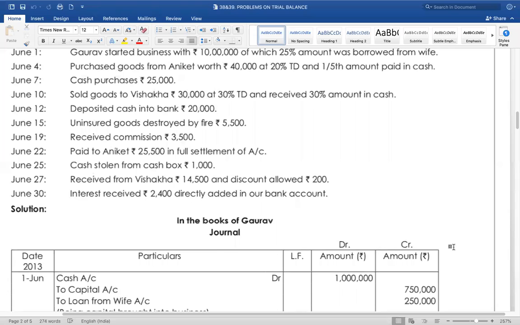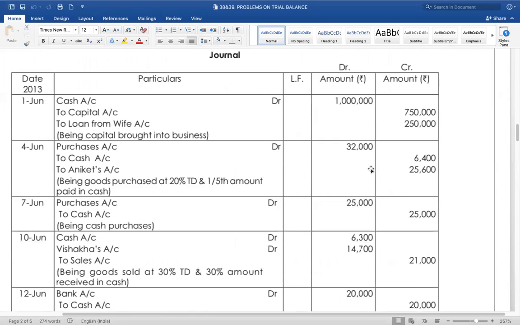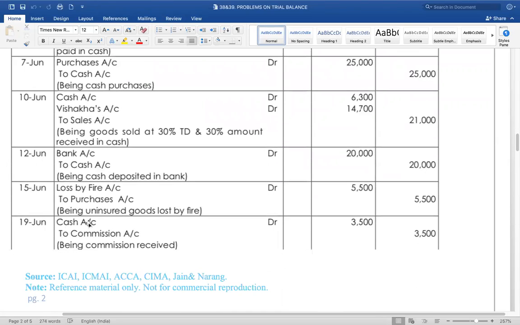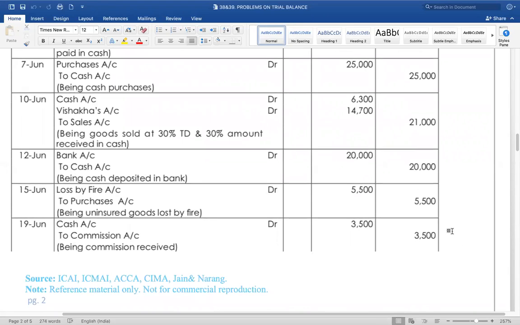Next is commission received. How do you receive it? Cash comes in. Commission received, cash debit. Commission received is always credit. Commission paid is always debit. Commission received account 3,500.